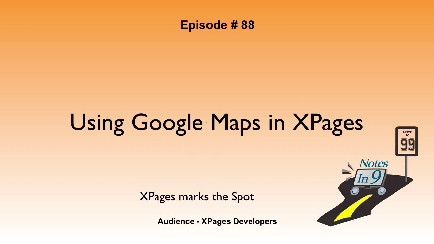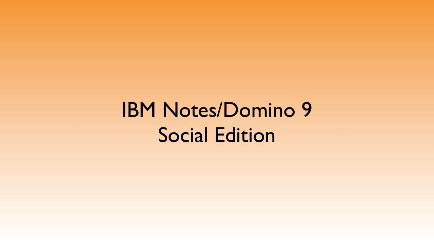XPages marks the spot. Okay, there's some breaking news out of IBM yesterday. They're renaming Notes Domino, and it's now going to be called IBM Notes Domino 9 Social Edition. So they're going to drop the Lotus name, which I'm fine with. Who cares? Because in the webcast, I'm much more interested that they showed a 3-year roadmap for the product than dropping the name. So it's going to be IBM Notes Domino 9, and I'm really excited about that.